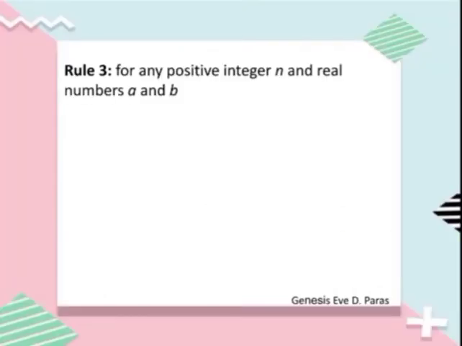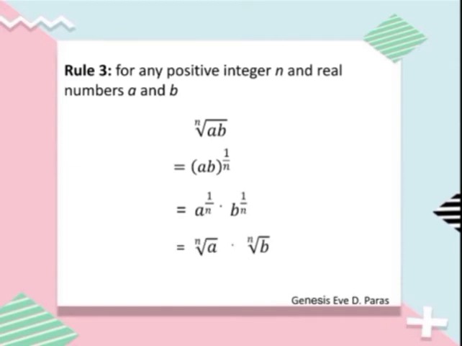Rule number 3. For any positive integer n and real numbers a and b. Ano kaya po pwedeng gawin sa mga ganyan? Una, ginawa niyang exponential form yung radical form, kaya mayroon tayong the quantity ab. Then using raising a product to a power rule, yung a at b ay parehas sa makakatanggap ng 1 over n. Then ginawa niya ng radical form yung bawat factor. Yun ay magiging nth root of a and nth root of b.